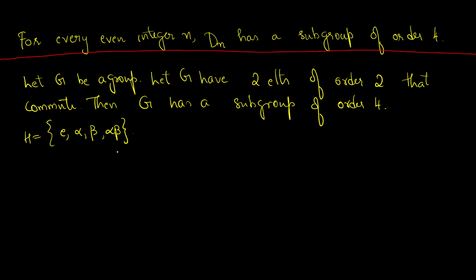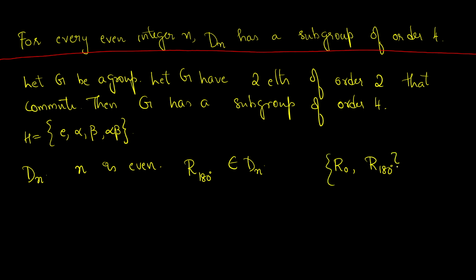So consider Dn. Given that n is even, we know that rotation by 180 degrees is an element of Dn, because in one of the earlier videos I had shown that if n is even, R180 will be there. R0, rotation by 0 degrees, which is nothing but the identity element, and R180, these two will be in the center of Dn. I had proved this in one of the earlier videos.